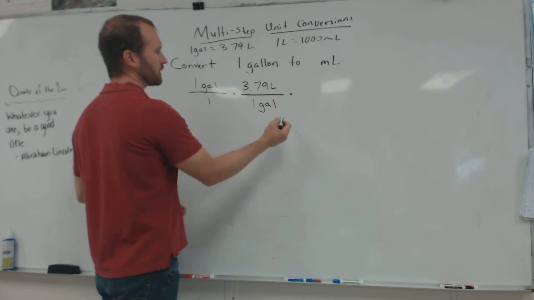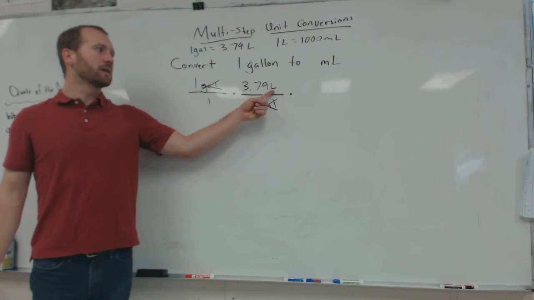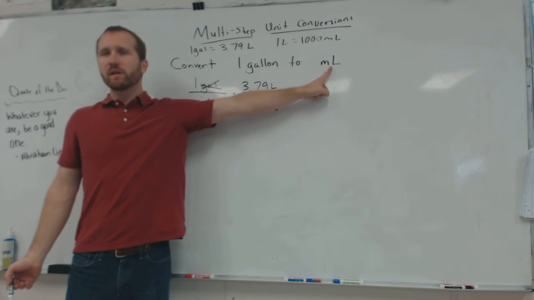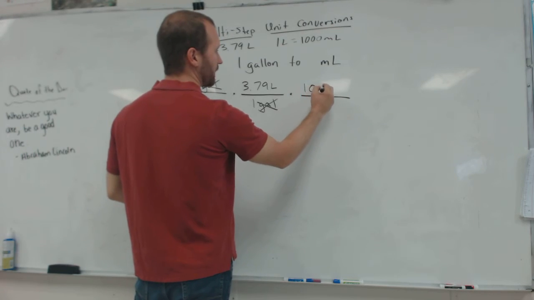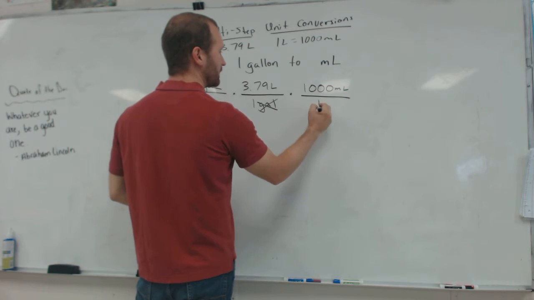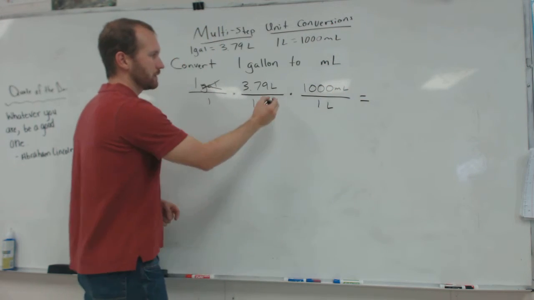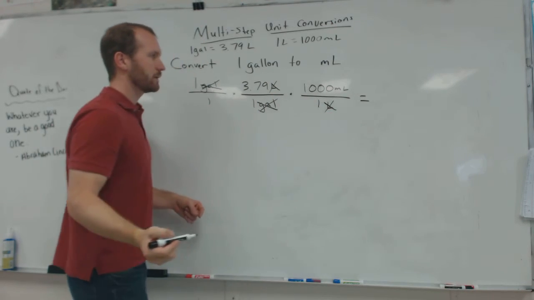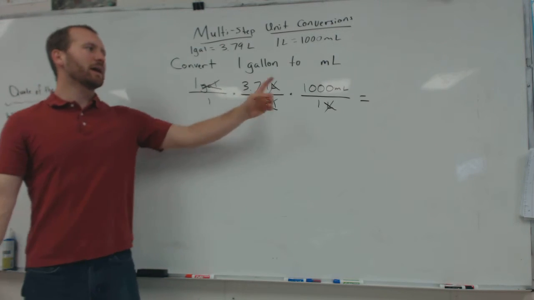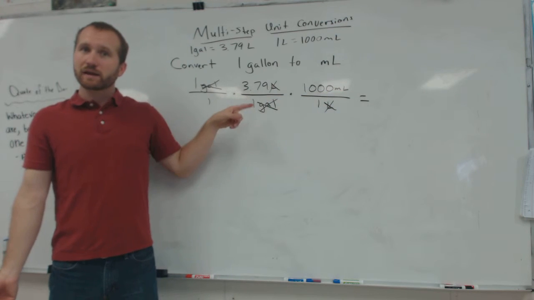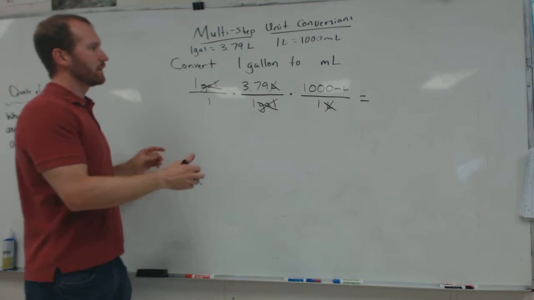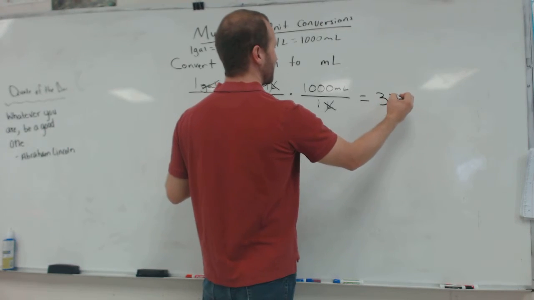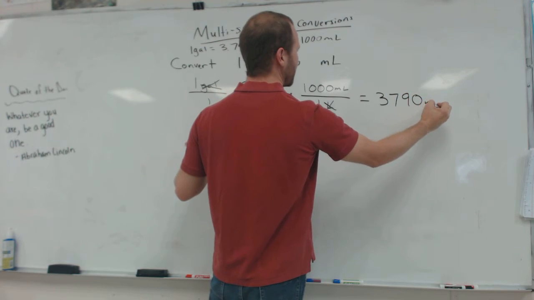Now I need a second multiplier, because this is going to cancel gallons, leaving me with liters. I need a second multiplier to give me milliliters. Yeah. 1,000 milliliters over 1 liter. Exactly. And we can see that we'll end up with milliliters because all the other units canceled. 3,790 milliliters.